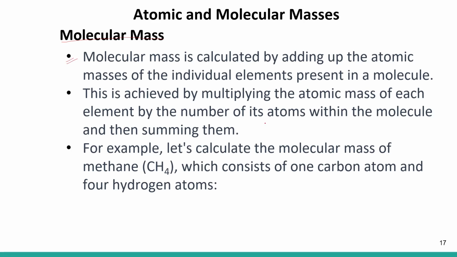So what is done? Suppose we consider a molecule, then it will have a different number of atoms. We will simply add the mass of those atoms and we will get the molecular mass. Further, we will multiply that atomic mass unit with the number of atoms present. Let us, for example, calculate the molecular mass of methane, that is CH4.